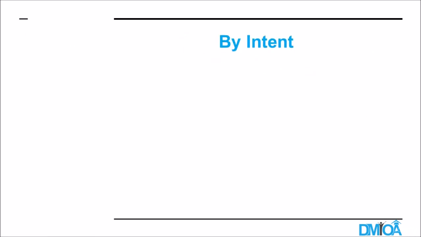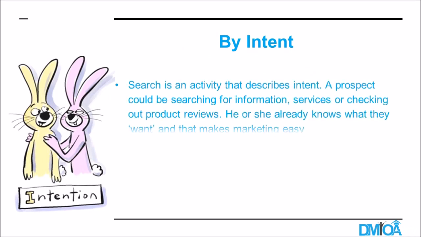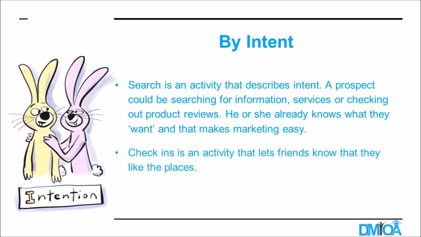So, what do we mean in profiling by intent? Search is an activity that describes intent. A prospect could be searching for information, services, or checking out product reviews. He or she already knows what they want, and that makes marketing easy. Check-ins is an activity that lets friends know that they like the place, and testimonials is another example of intent where a user is telling everyone how they like the product or dislike the product.